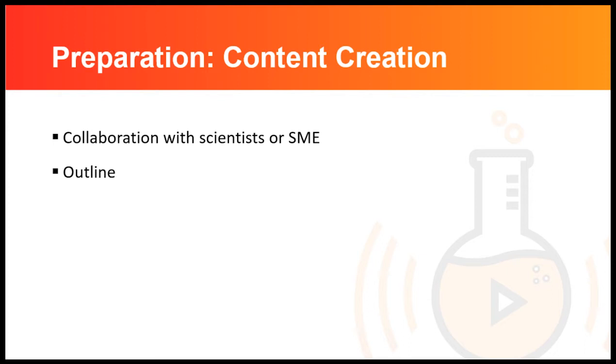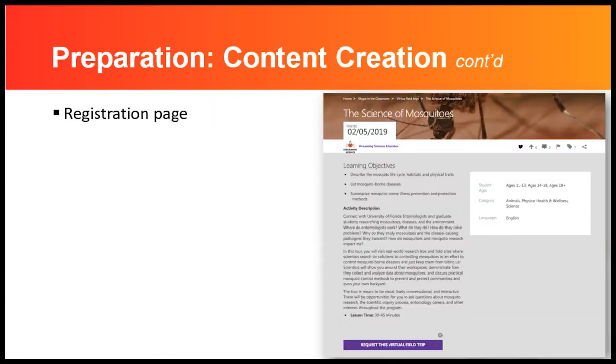To enhance the program, agricultural communicators and scientists identify meaningful visuals ahead of the live program. These visuals may be images, PowerPoints, models, and props which illustrate the content being discussed. It may even include a tour of the scientist's lab. Additionally, a registration page is created for teachers to sign up to participate in the program.